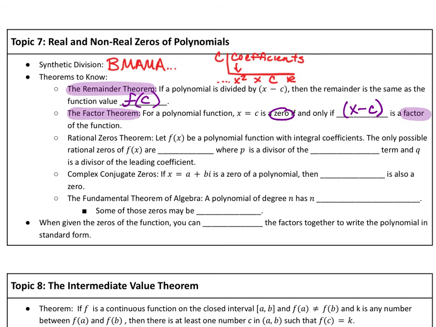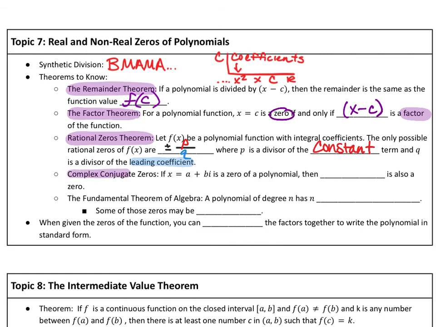Our rational zeros theorem is what we use to help simplify different problems when we don't know what zeros to start with, like when the problem hasn't told me what zeros to use or to try with synthetic division. And when we do that, all we're going to do is plus or minus p over q, make a list of those numbers, where p is a divisor of the constant term, so usually the last term, and q is a divisor of the leading coefficient, so the very first term usually, or the term with the highest power.